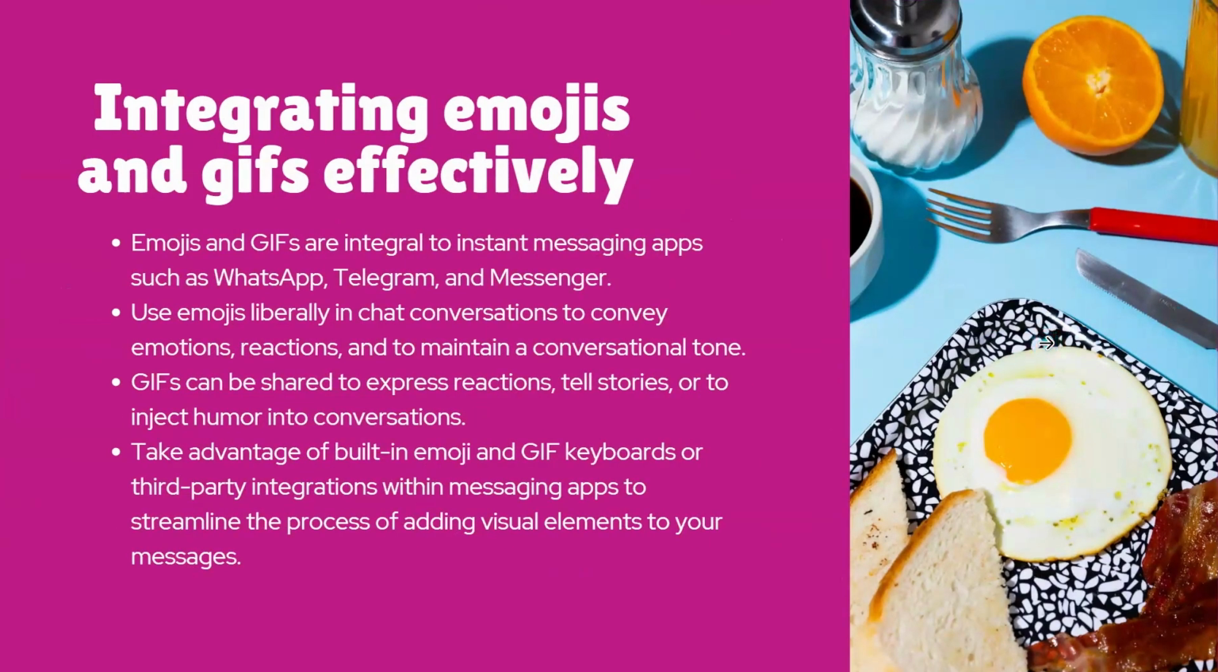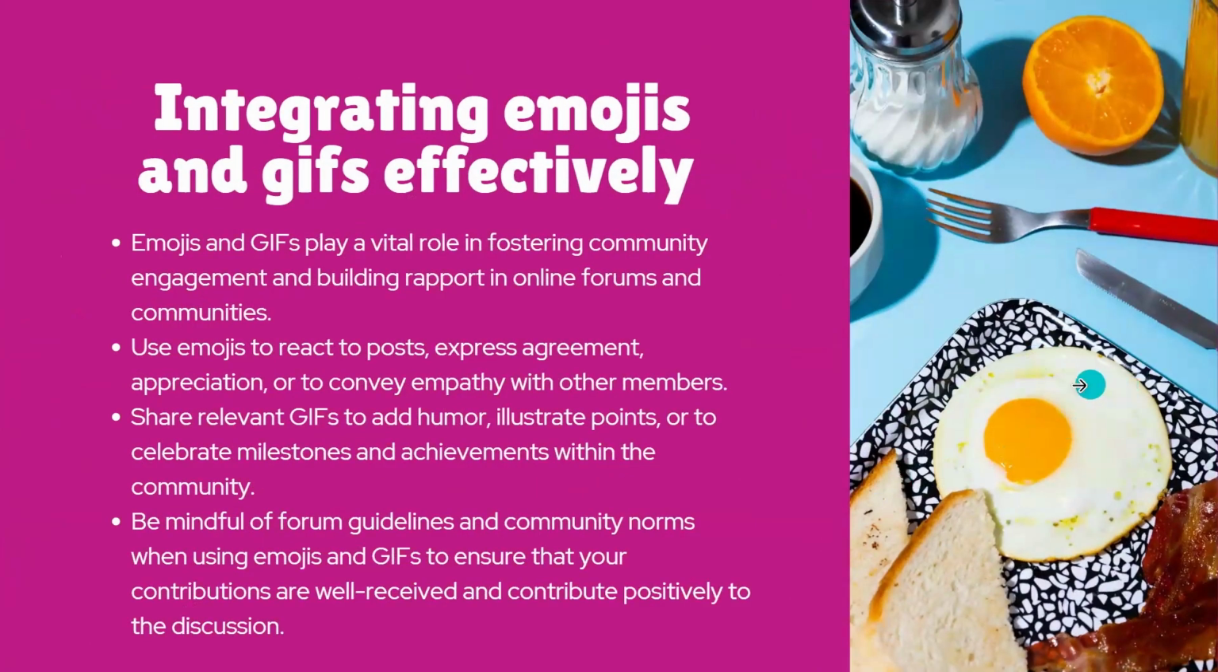And then a lot of times there are built-in keyword searches. Like I know that WhatsApp has its own search engine for GIFs. So instead of going to Google and trying to find one, on WhatsApp there's a little option that gives you the option to search there. And also I know if you use iPhones and you have iMessage, you can also find a GIF through that message when you're typing it out, right? And a lot of times people will use emojis to react to posts, especially if you're active on Facebook, you see that a lot. Sometimes people use it to express agreement, appreciation, or to convey empathy with other members.